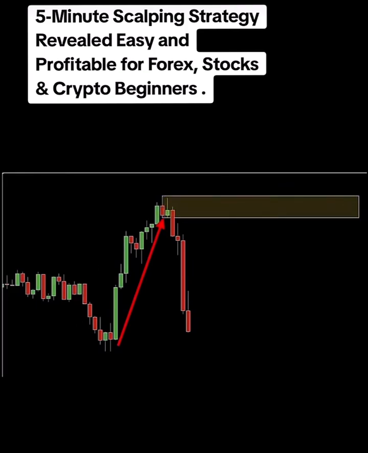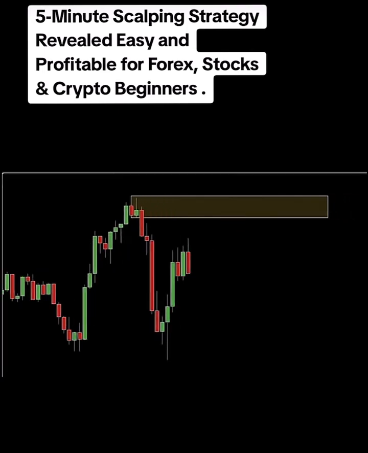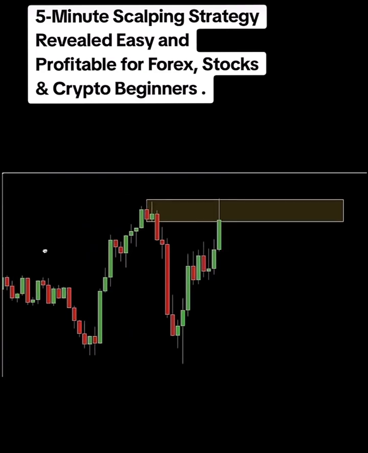What happens next? The price makes a sharp drop, but this is where we need to stay patient. As scalpers, we wait for the market to retest the supply zone. This is the moment smart money might come back in. When the market revisits this zone, it's our chance to enter quickly and catch the next downward move.